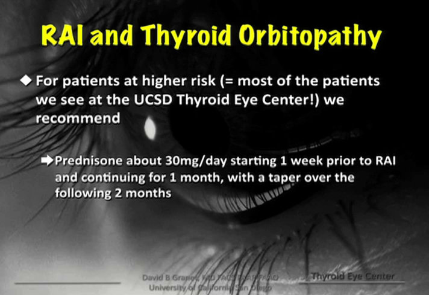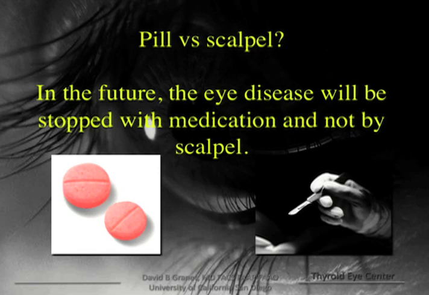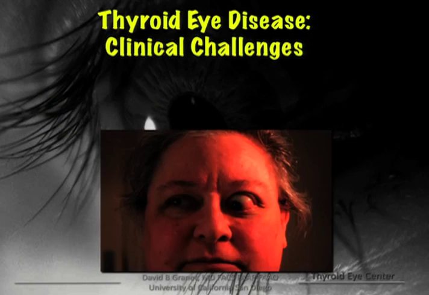So we always use steroids at the time of orbital decompression and eye muscle surgery to try and decrease the chance of reactivation. We think in the future the eye disease is going to be from a pill and not surgery, but for now it's a surgical disease. And there are challenges that we don't know the answers to. So why do you get one eye? And it's hard to see here, but it's only one eye that's involved and not both.